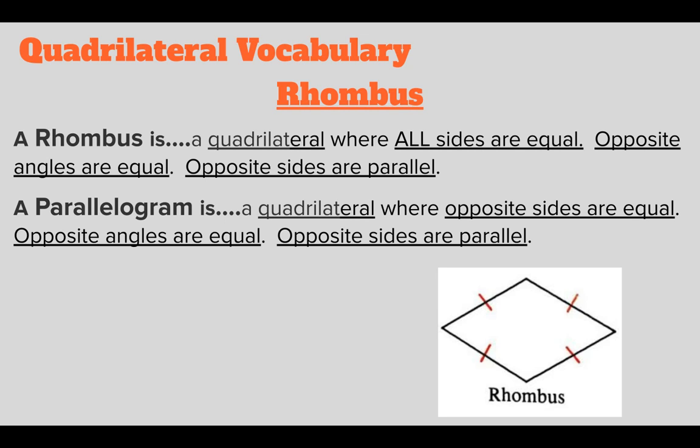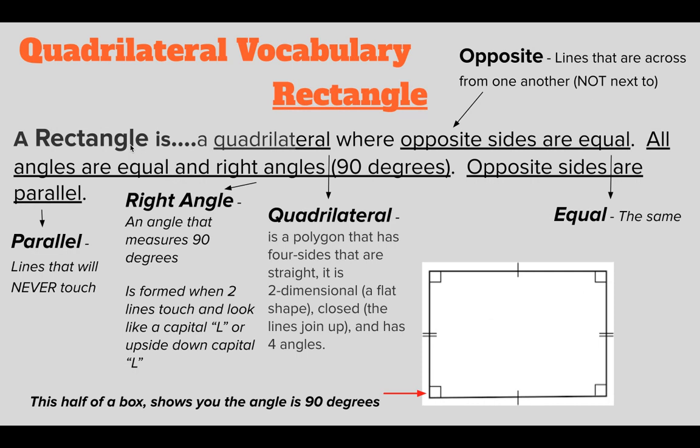Now, look at the definition that you wrote for rhombus and the definition that you wrote for parallelogram. What's the difference? Well, the only difference is that in a rhombus, all sides are equal. In a parallelogram, only opposite sides are equal. So you can see that it is a very small difference between the two that makes for different shapes. Let's move on to rectangle.